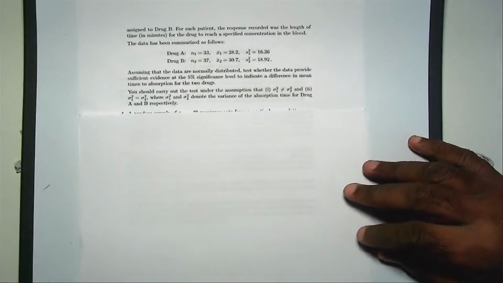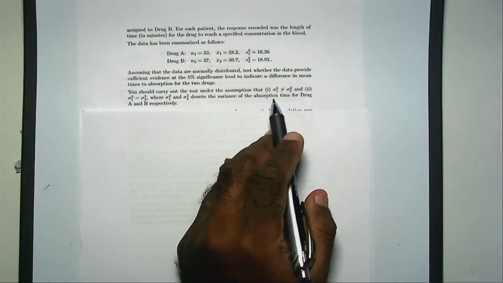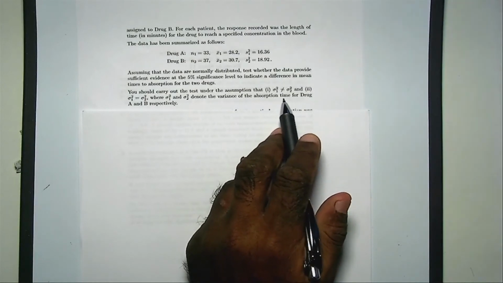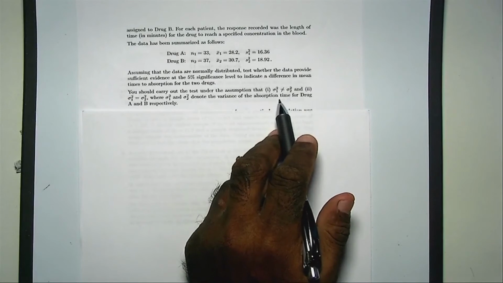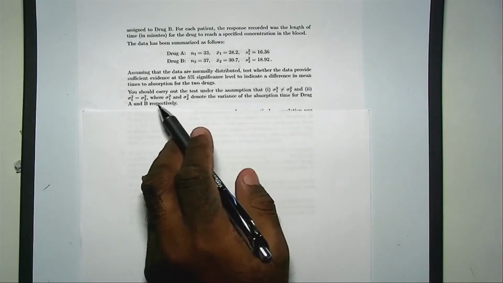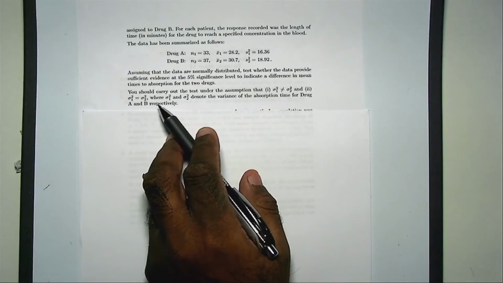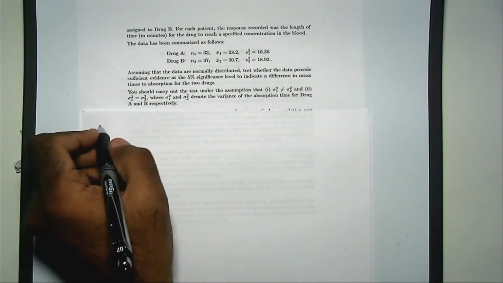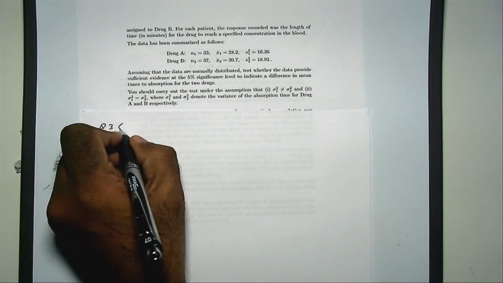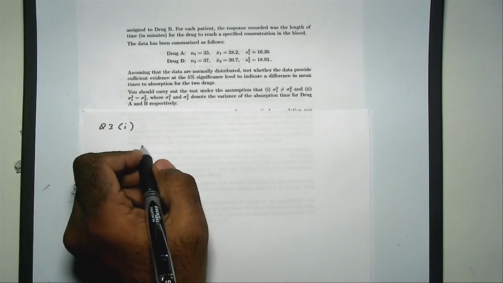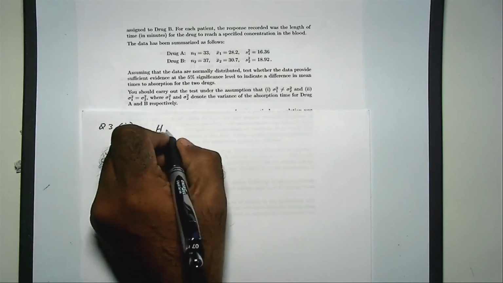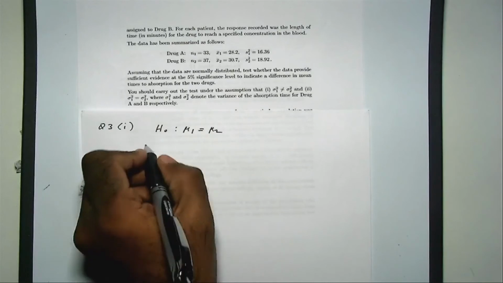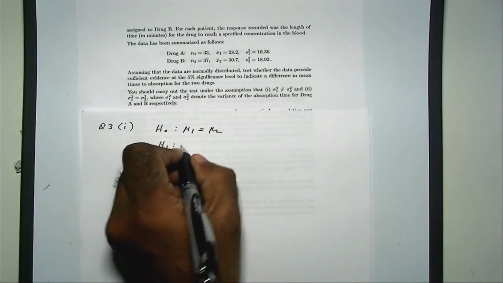There are two parts to this question. The first part is to test using the fact that the two population variances are not equal, right? And the second part is to assume that the two population means are equal, right? So it's question 3, part 1. So we are trying to test whether the population means are equal versus they are not equal.